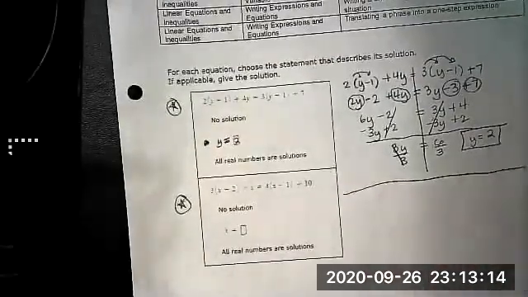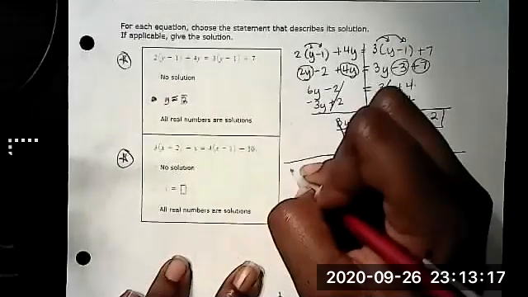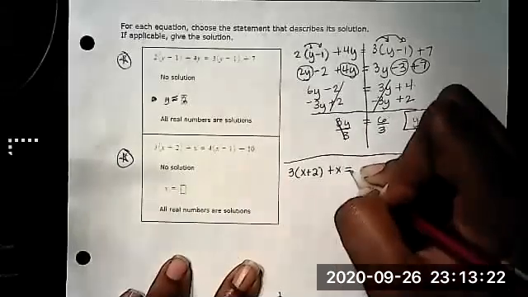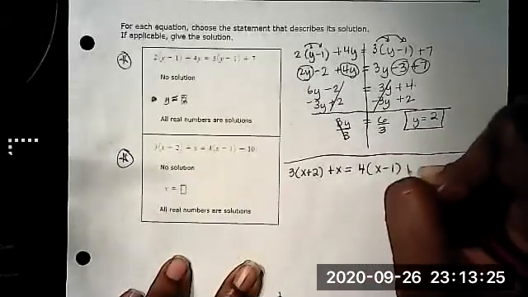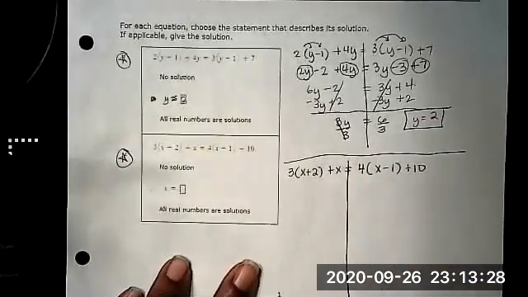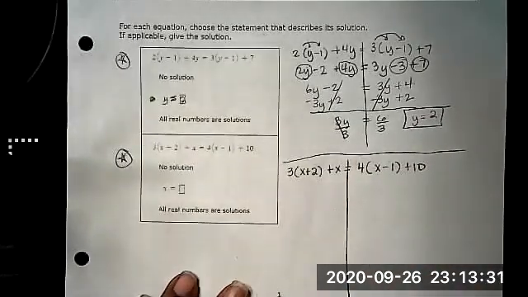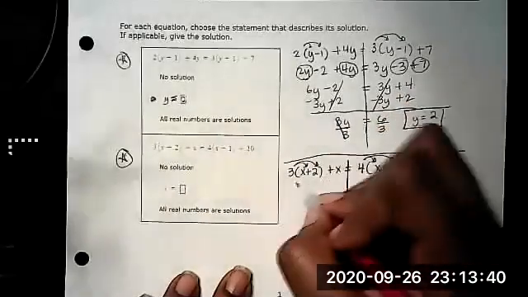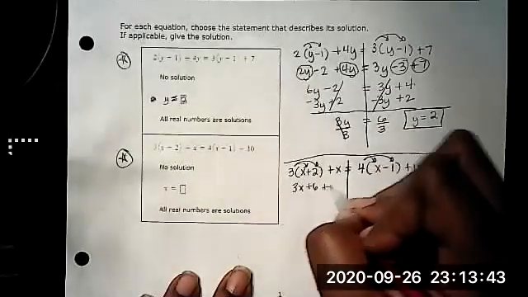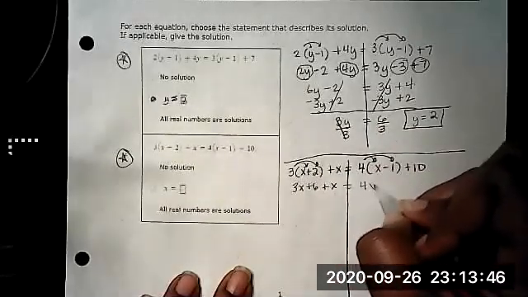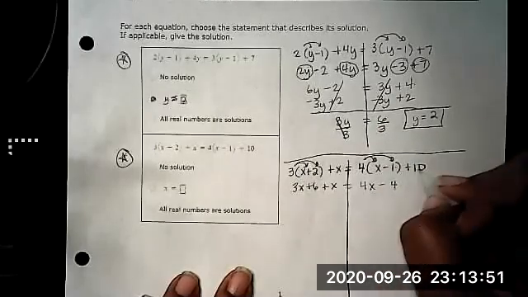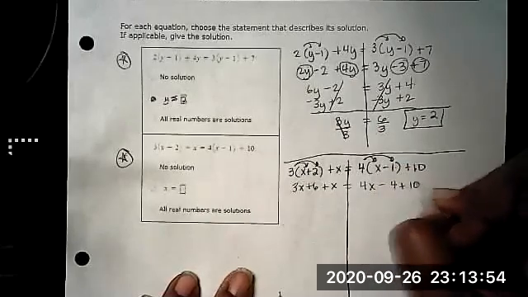The problem is 3(x plus 2) plus x equals 4(x minus 1) plus 10. And again, like I said, it isn't easy, but we can do it. We're just following our rules, distributing. This becomes 3x plus 6, and then bring down that plus x. Same thing here, 4x minus 4, because I'm multiplying 4 times x, and 4 times -1 is -4. And then the 10, just bring it straight down.